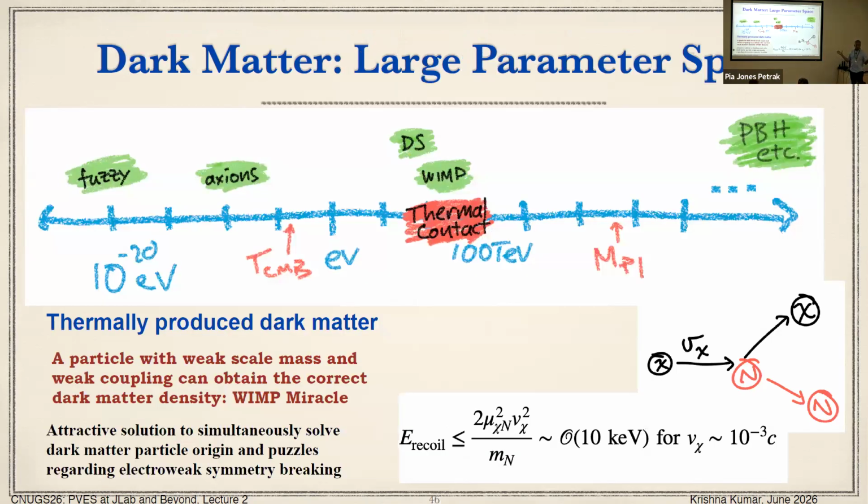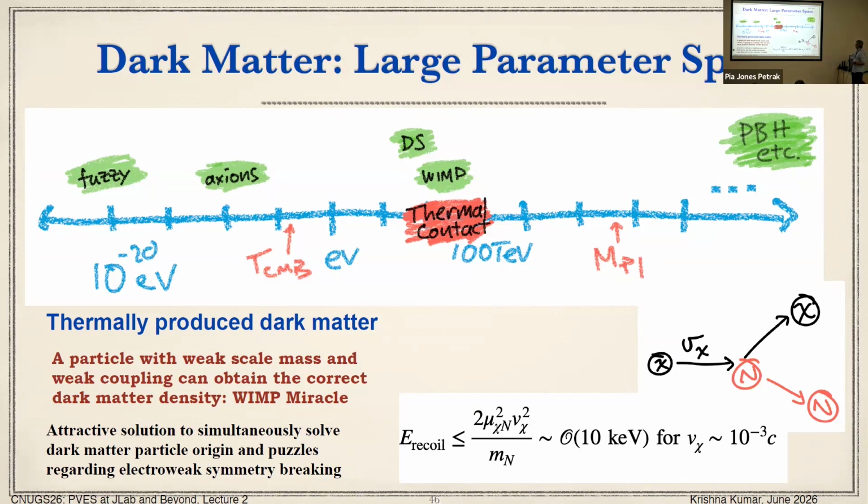Okay, so dark matter can be anywhere. I just showed this one cartoon from 10 to the minus 20 eV to the Planck scale. We are focused here because it's kind of a lamppost attitude. This is a place where we can search. But there's another reason why we're searching in this region between GeV and TeV: a particle with weak-scale mass and weak coupling can obtain the correct dark matter density. It's the so-called WIMP miracle. It's an attractive solution to simultaneously solve the dark matter particle origin and puzzles regarding electroweak symmetry breaking. So it brings particle physics and cosmology together, and that's why we're looking for WIMP scale dark matter.